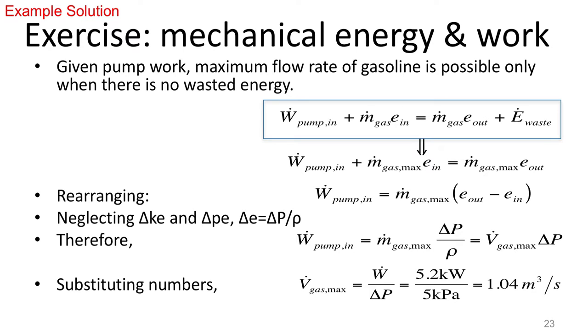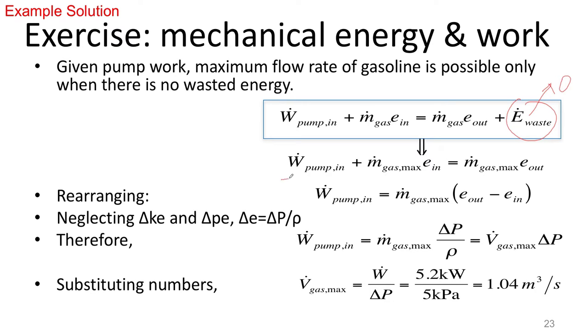All right, let's further proceed from this energy balance equation. The question asks, what's the maximum flow rate of gasoline that's possible? You take a look at the equation, you see that we don't know the mass flow rate yet, so we want to find the maximum. The maximum is only possible when this is 0.